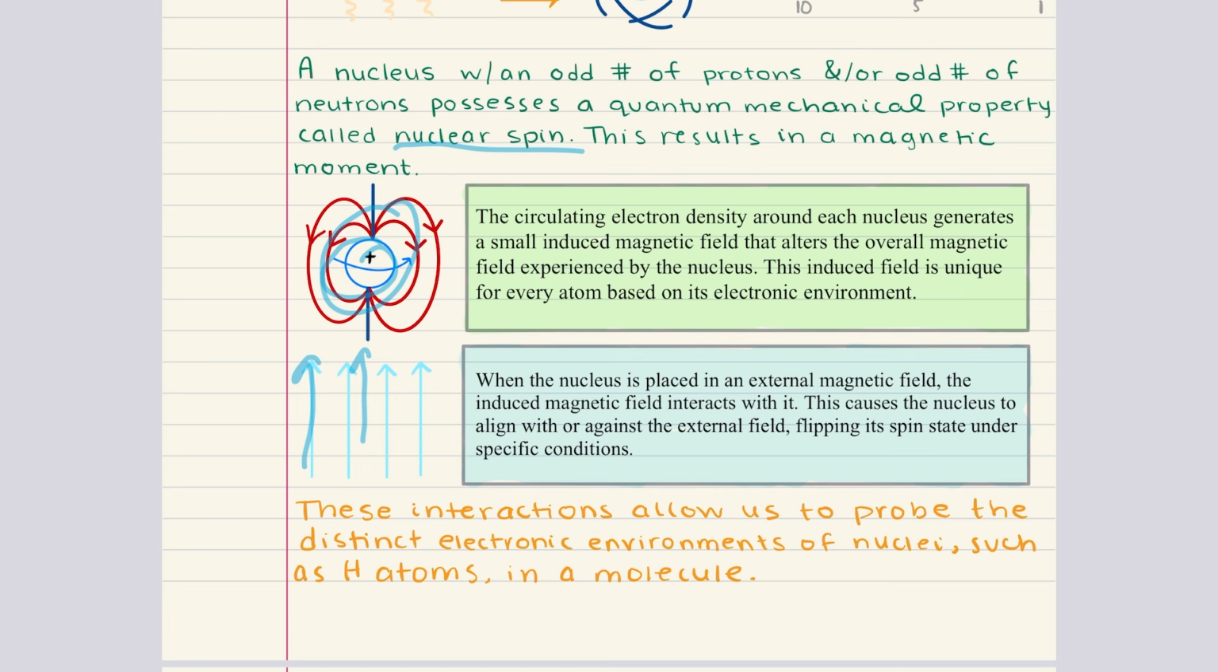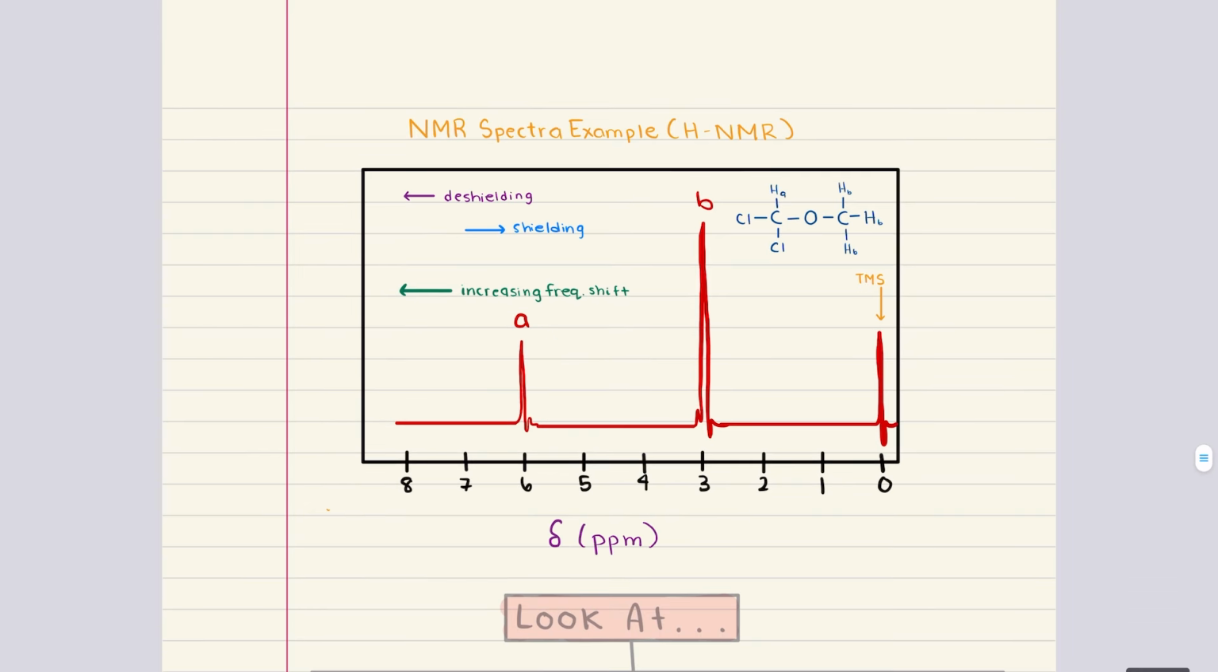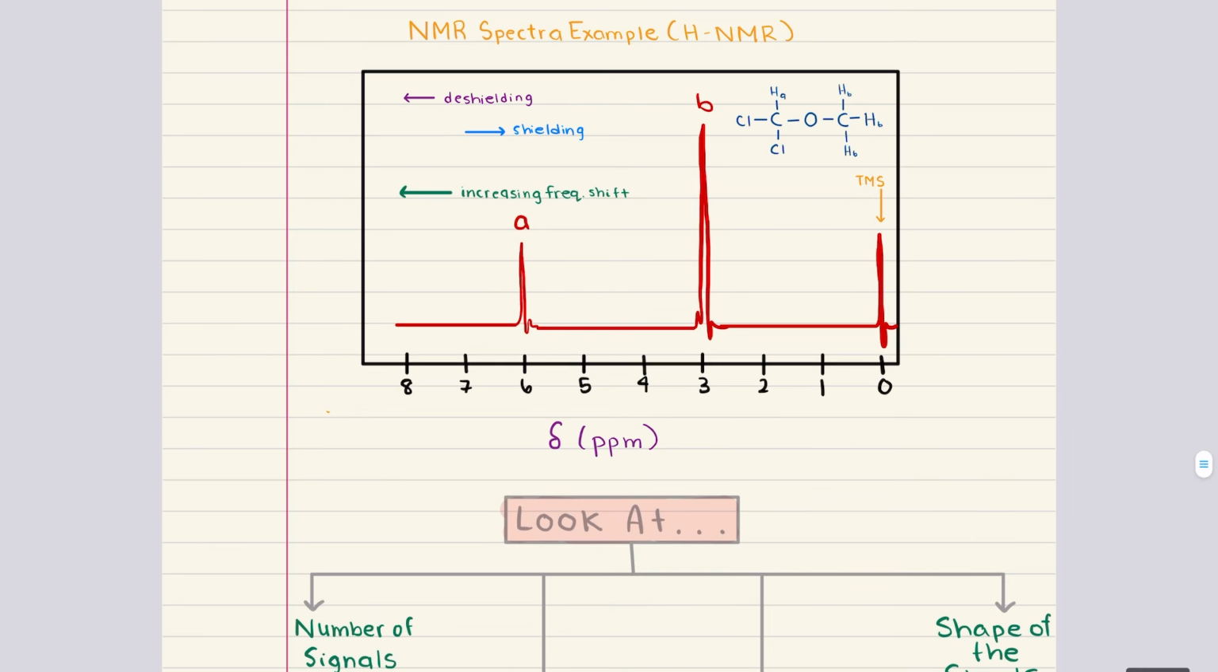Now that we understand the basic principles behind NMR, let's take a deeper look at a proton NMR spectrum. An NMR spectrum is a graph that plots chemical shift on the x-axis, measured in parts per million or ppm, and then it has energy absorption on the y-axis. This allows us to compare spectra that are collected on different instruments, regardless of their magnetic field strength.